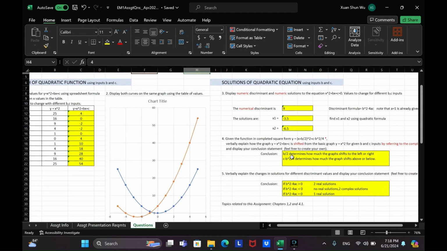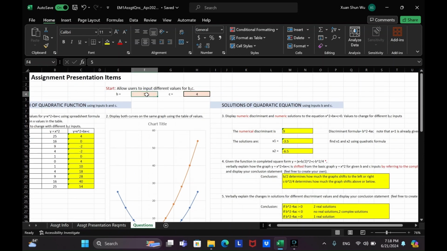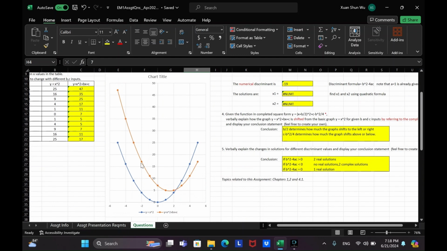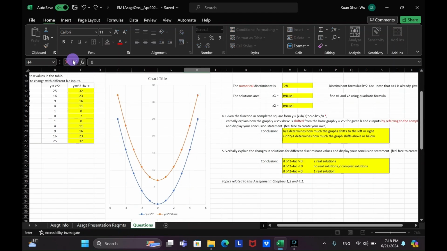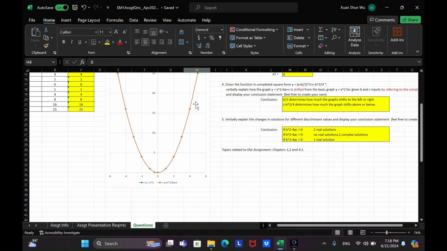But if the discriminant value is less than 0, for example, negative 3 and 7, the graph will have no real solution as it does not intersect the x-axis, and instead it will have two complex solutions. Finally, if the discriminant is equal to 0, you will only have one real solution, as there's only one intersection with the x-axis.